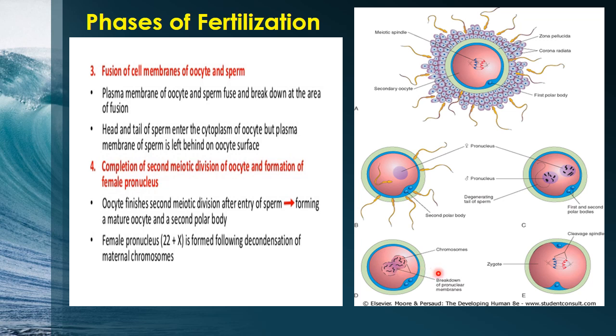After that, there is the fusion of the genetic material, or the completion of the second meiotic division. The female pronucleus is formed following the decondensation of the maternal chromosomes, and this second meiotic division is completed, and the initiation of the cleavage takes place. Now, this zygote which is formed is a pluripotent or totipotent cell, and it undergoes various cell divisions, and along with the cell divisions, it also starts moving towards the uterine cavity.